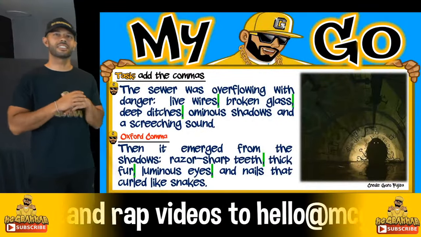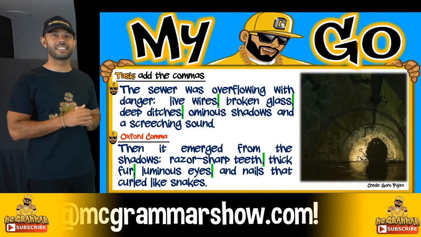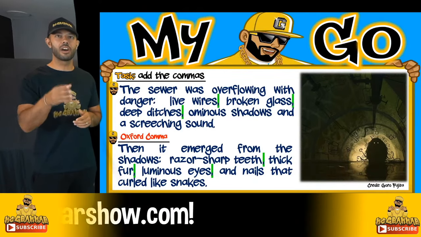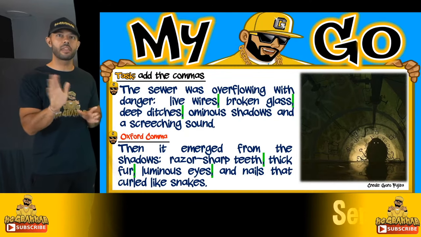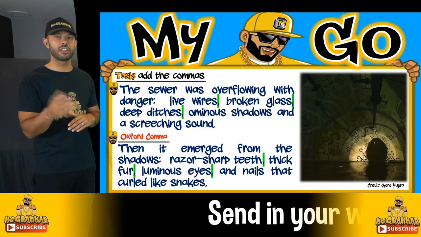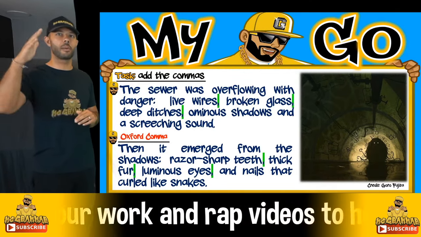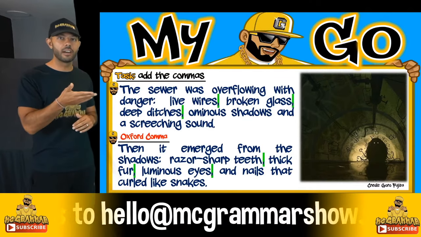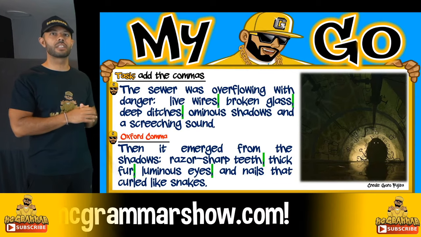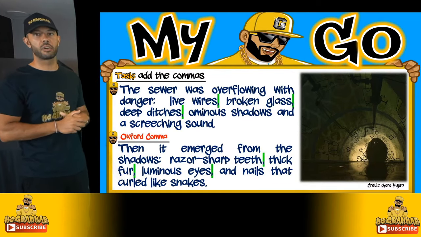Time to look at the answers there. So you can see we've got our first comma after the first item in our list. Live wires, broken glass, next comma, deep ditches, comma, ominous shadows, and we don't have that comma there before the and, the screeching sound. The second example, you can see we have the comma after razor sharp teeth, thick fur, comma, luminous eyes, comma, before the and, nails that curled like snakes. You've got two examples of lists there, one with an Oxford comma, one without.